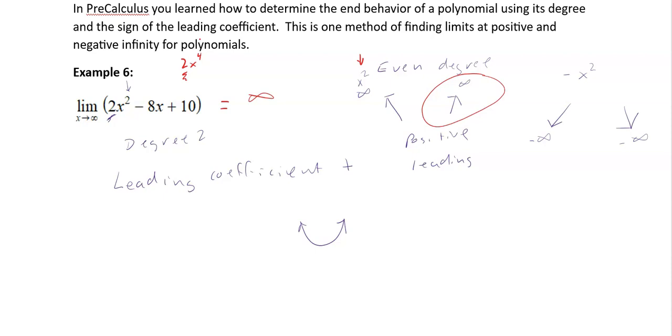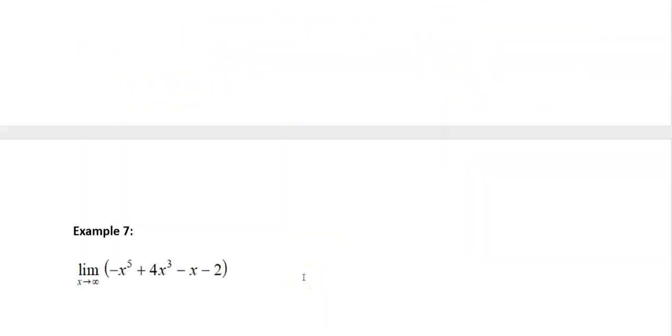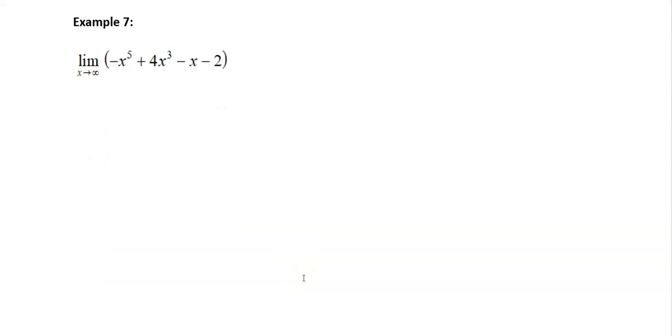Now, we used to say the function rises. When you describe end behavior, we say it rises as x goes to infinity. Now we can say the limit as x goes to infinity is infinity. You should have seen that for polynomials in a prior course. So here's another one, example 7. This is a polynomial. It is a degree 5 polynomial.